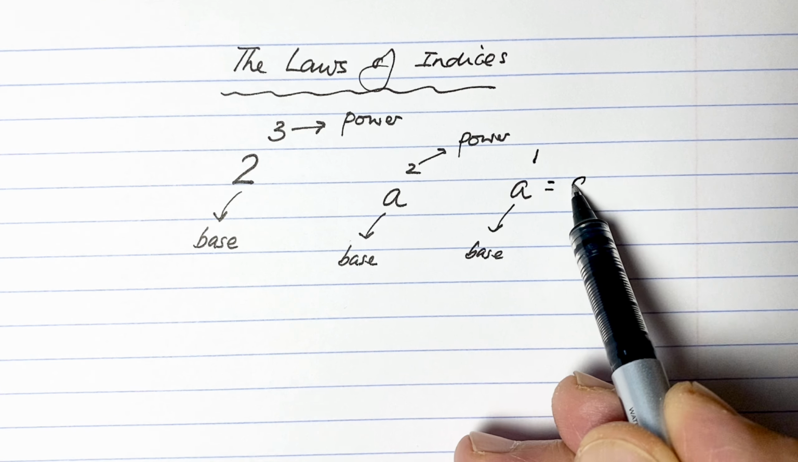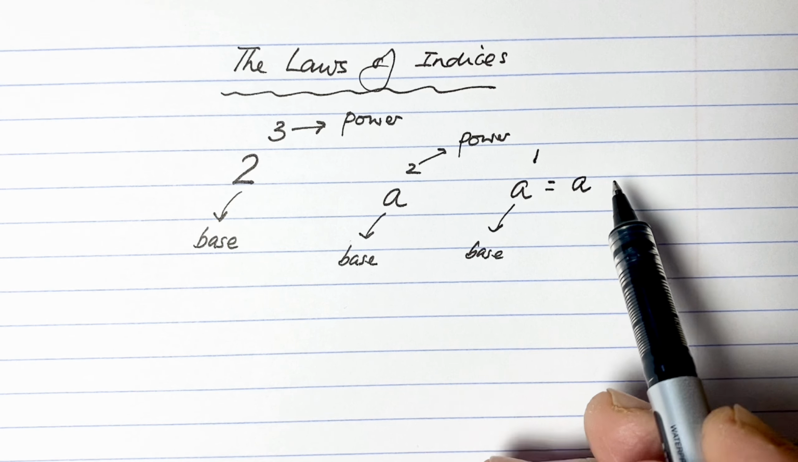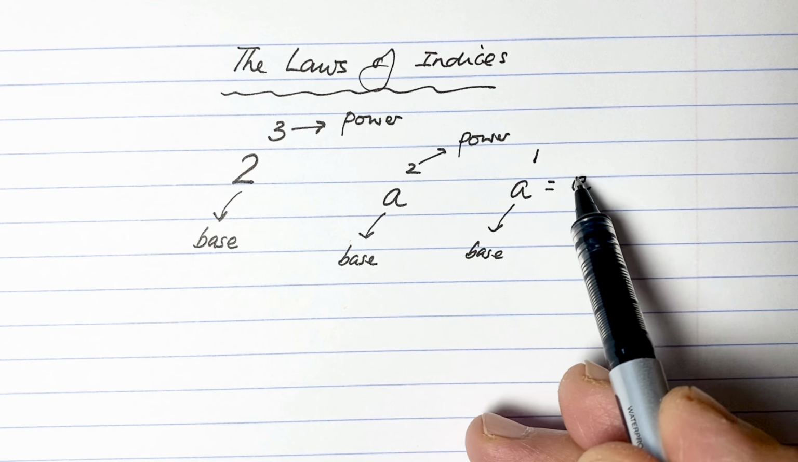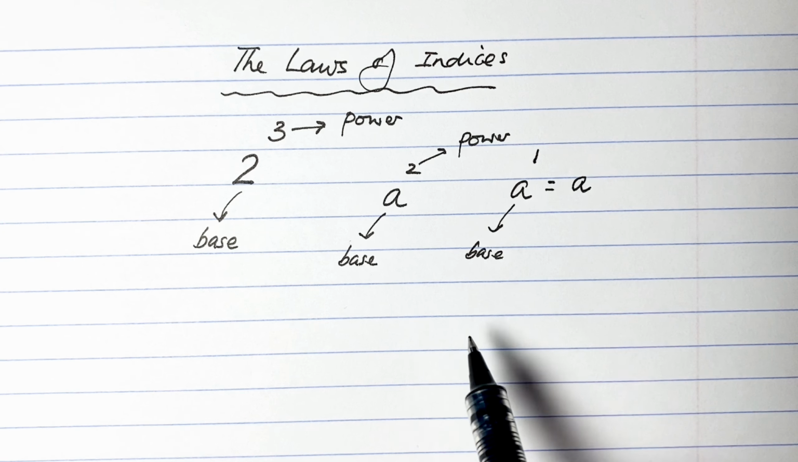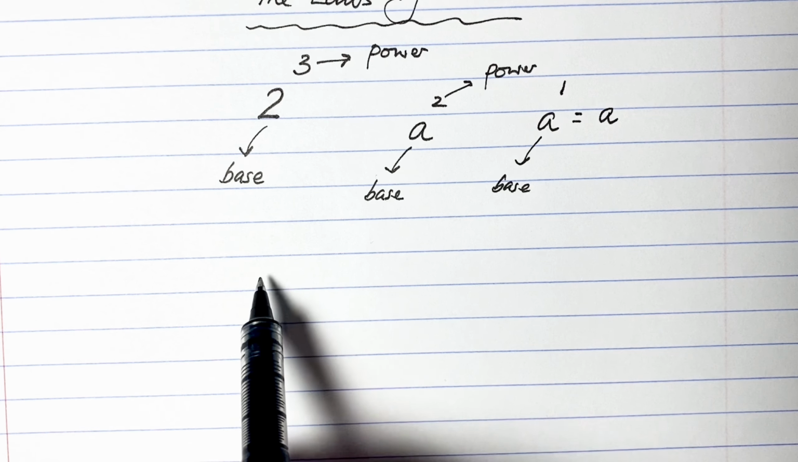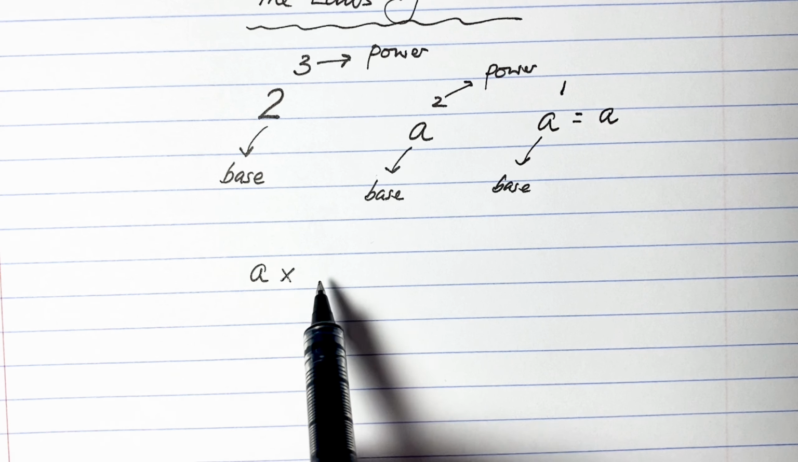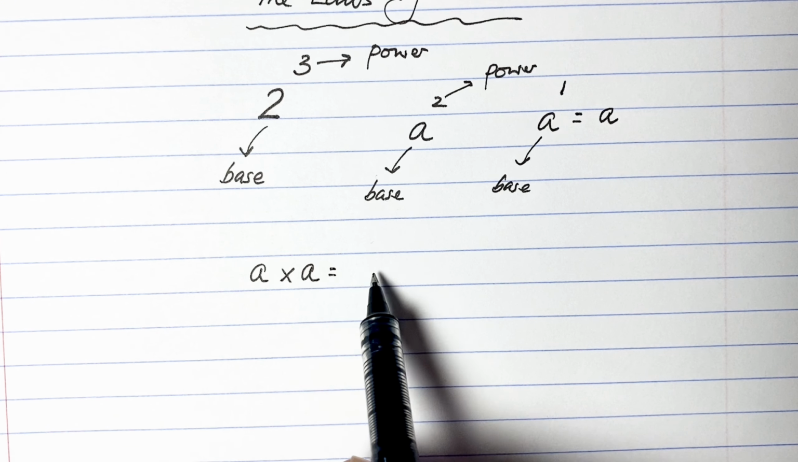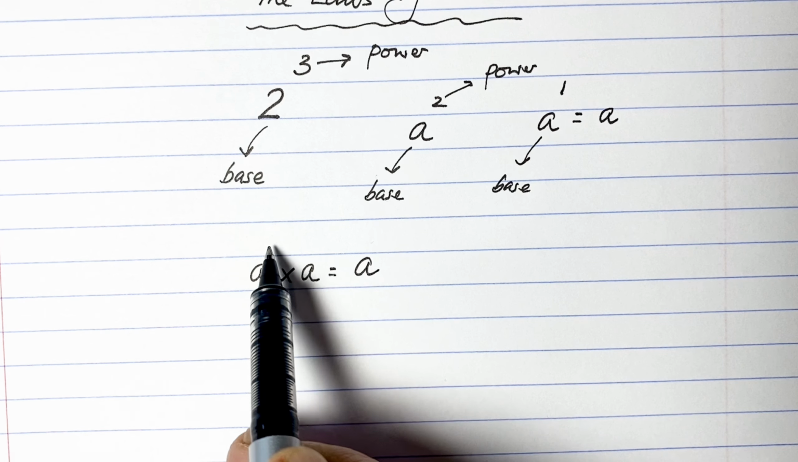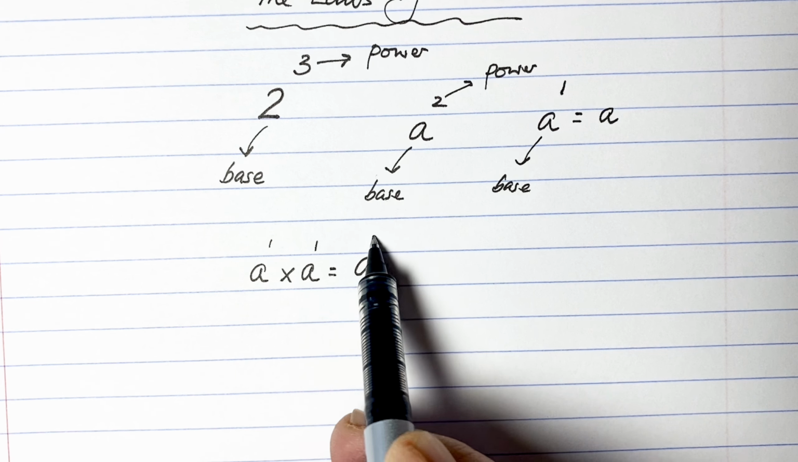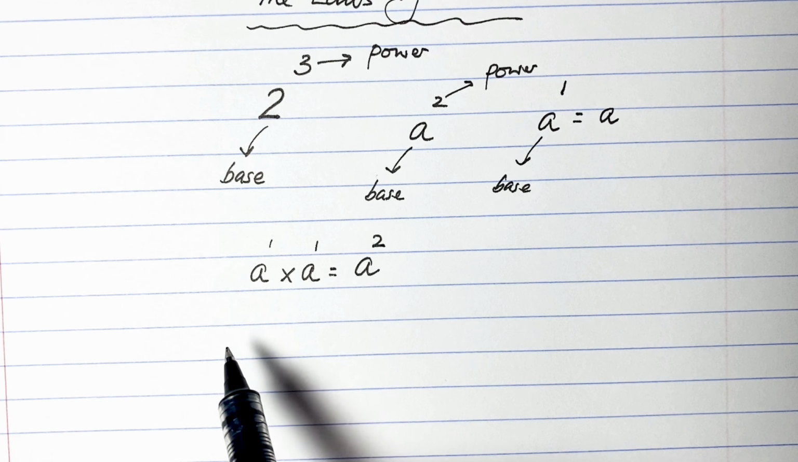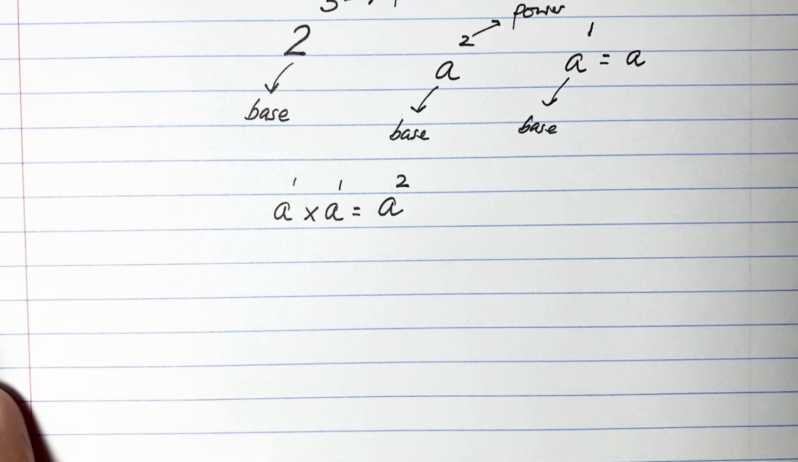So a to the power of 1 is a. It's not 0. So any letter, that's why when we write a times a, the answer is a squared, because we are adding these two together. That takes me to the first law of indices.